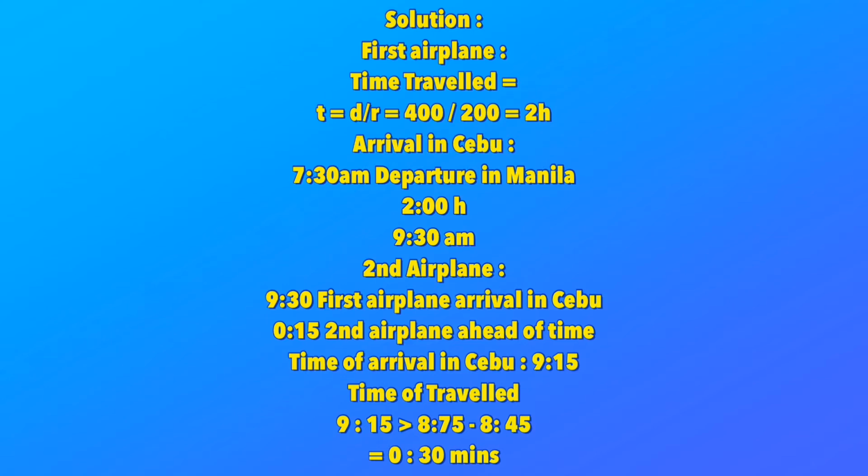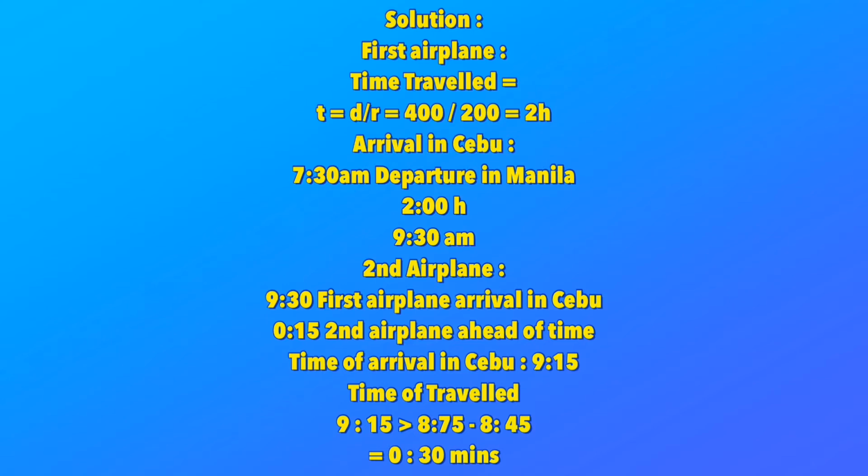Then we have to compute the arrival in Cebu. At 7:30 a.m. plus 2 hours, we have 9:30 a.m., the time of arrival in Cebu of the first airplane. Then for the second airplane we're going to compute again. The first airplane arrives in Cebu at 9:30. Then we have to subtract the 15 minutes ahead of time of the second airplane.